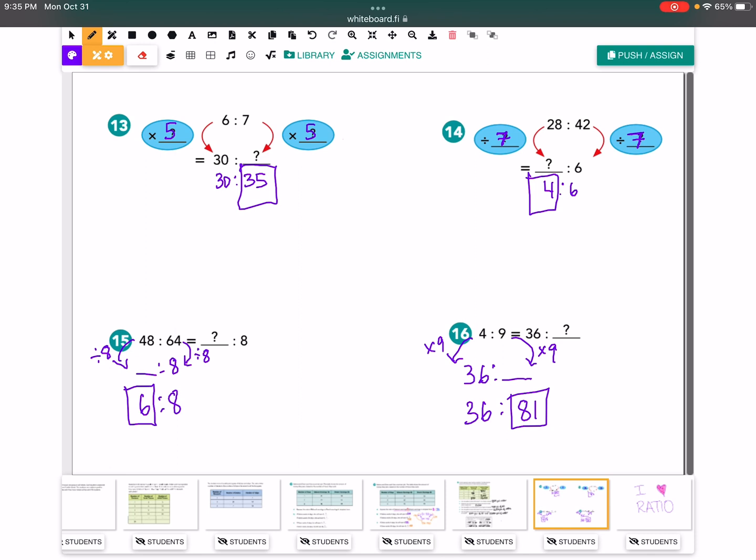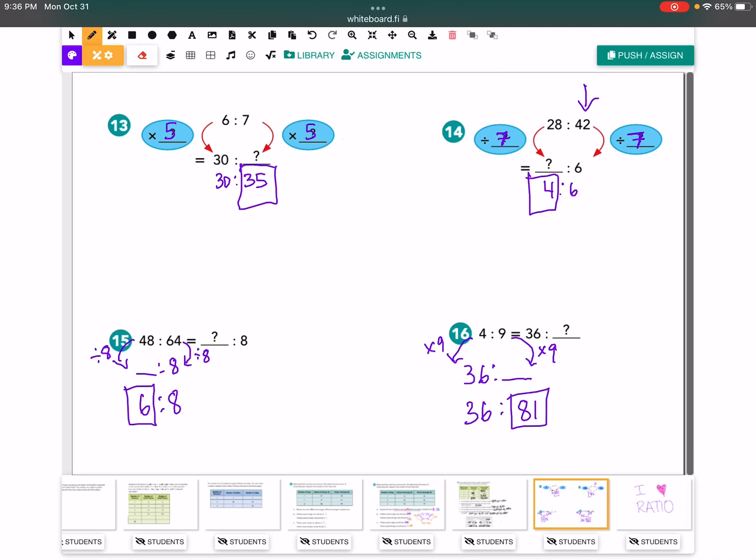In item 14, this is the first one we've done where the first ratio in the equivalent ratio is missing. And so we have to look to the second set, that's the 42 and the 6, and see how they're related. Well, we know they're related by a factor of 7.